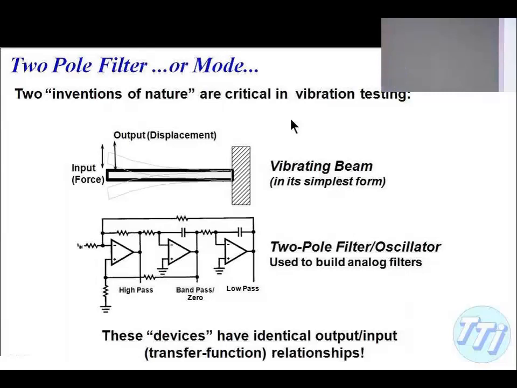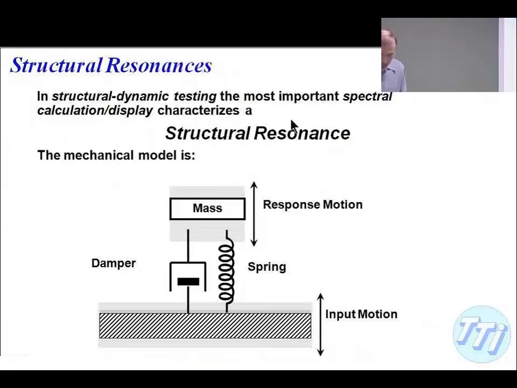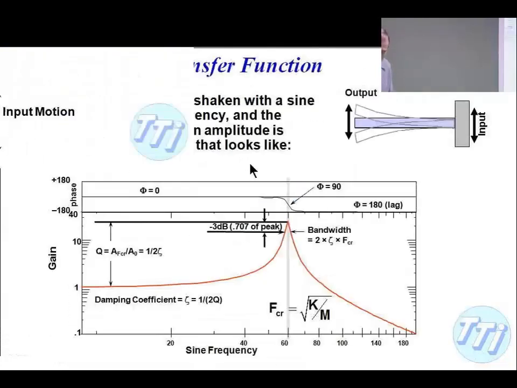Next thing up the food chain is the two-pole filter, which is an emulation of a vibrating beam. Two-pole oscillator. It represents this. You guys have all seen the spring mass damper dealie, right? I'm preaching to the choir on that. And the model that we're going to be talking about most of the time is that we're driving the base with some sort of motion, and we're measuring the response that comes out of it.